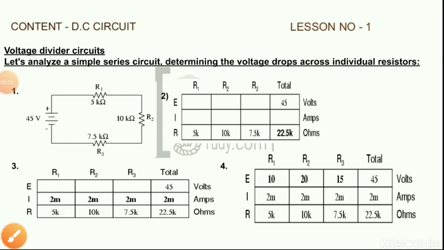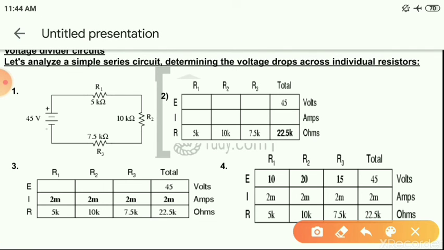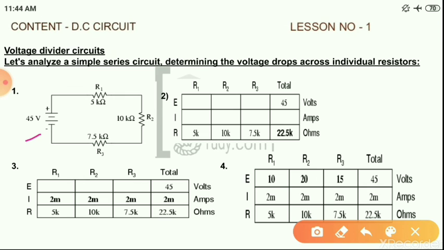Let's see the voltage divider circuit. Here we will analyze a simple series circuit, determining the voltage drop across individual resistors. Here in figure number 1 you can see a 45 volt battery is connected in a circuit which consists of three resistances: R1 5 kilo ohm, R2 10 kilo ohm and R3 7.5 kilo ohm.